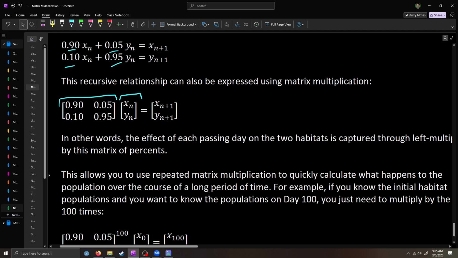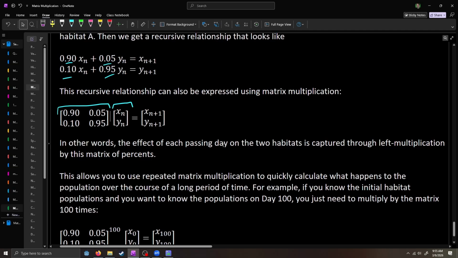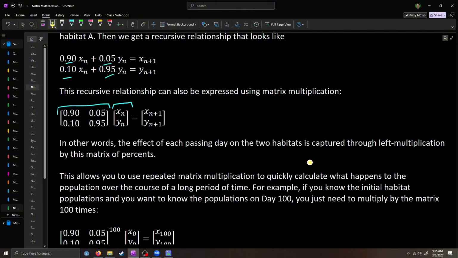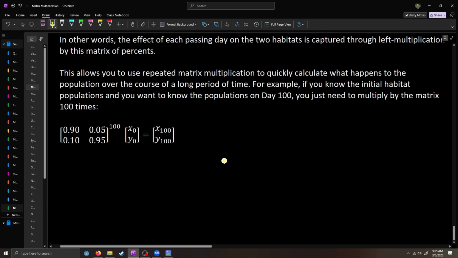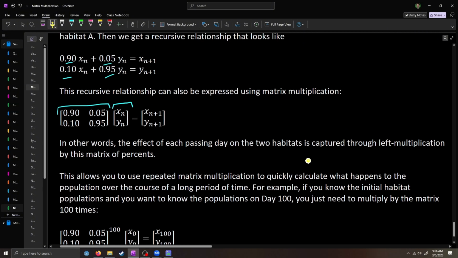In other words, if we want to measure the effect of a day on the evolution of these two habitats, that can be understood using left multiplication by this coefficient matrix of the different percents here. So if you want to understand, for example, what is going on with this population in 100 days, all you have to do is multiply by this percent matrix 100 times. So this is another application of matrix products.